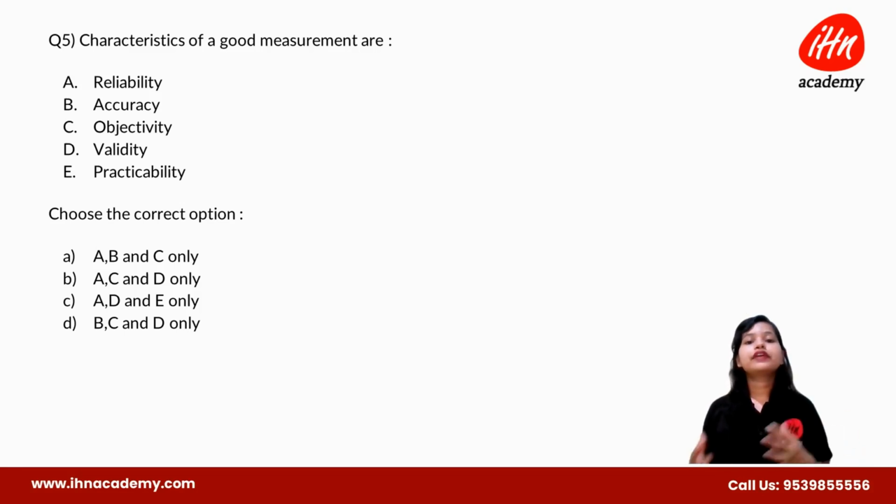It could be like not accurate. It could be थोड़ा सा ऊपर नीचे हो सकता है. So it could be not as accurate. So accuracy is not the mandate feature. Then objectivity is also not the mandate feature. It could be subjective also. Then validity is true. Validity should be the characteristic of a good measurement. And practicability should also be a characteristic of good measurement. So option number A, D, and E. That means your answer will be C.